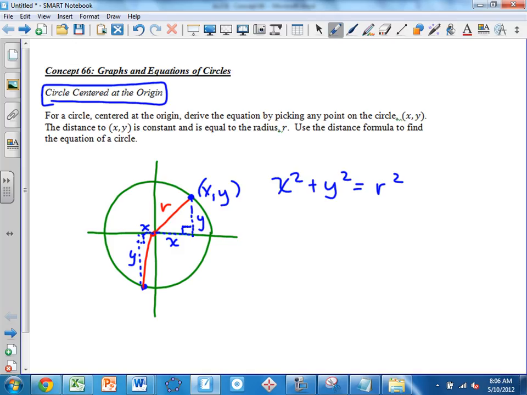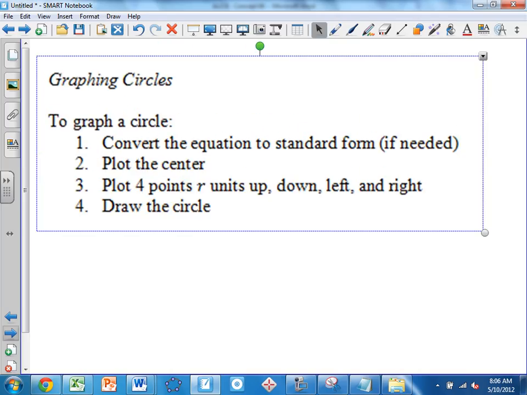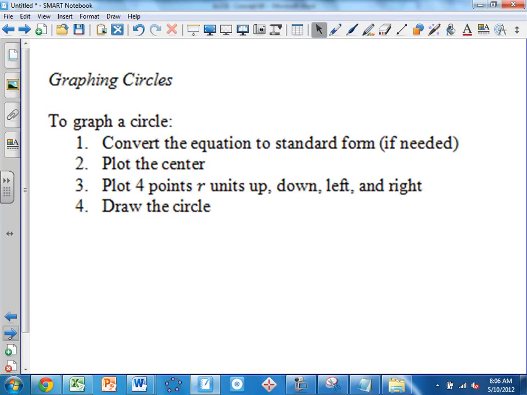Alright, let's go on to the first one now. 4 steps here in order to graph a circle. And we've done this last year, so this should be a repeat again. First, convert the equation to standard form if needed, and we'll explain that in a little bit. Because sometimes you're not going to be given it in standard form. The first examples, we will. Then plot the center. Then plot 4 points, r units up, down, left, and right. What is r again? Radius. Good, radius. So put those 4 points there and draw the circle. And I'm going to add a little thing here. A quarter at a time.